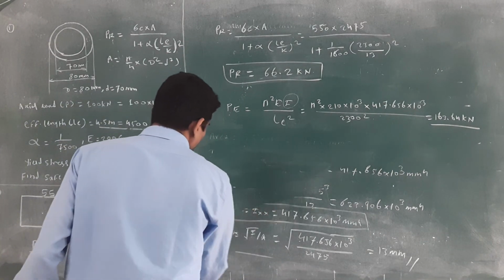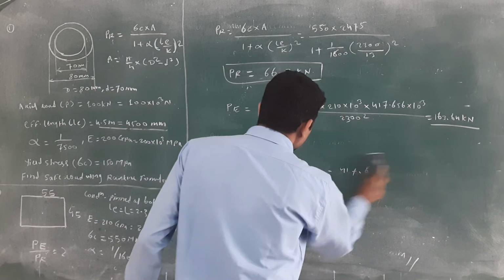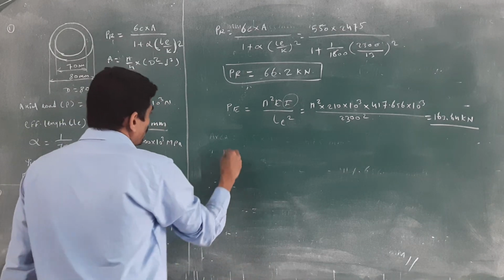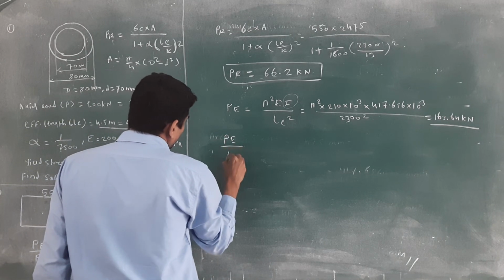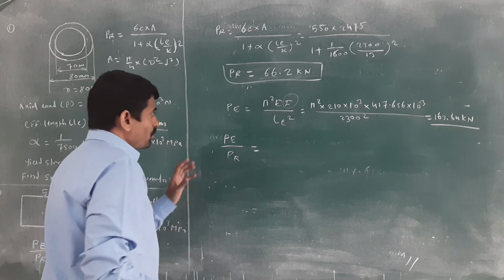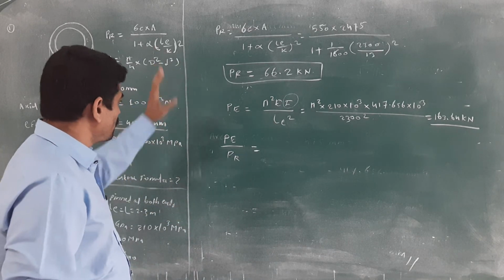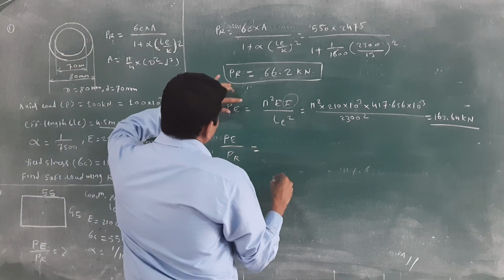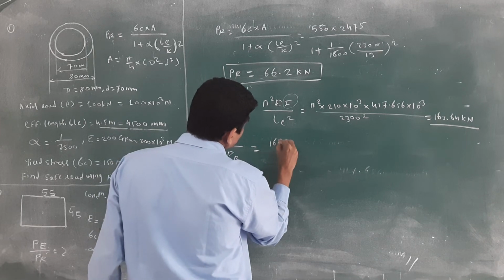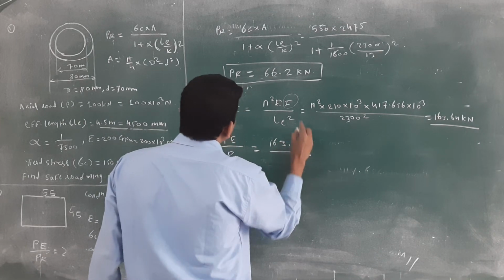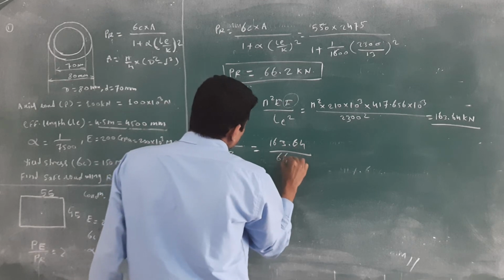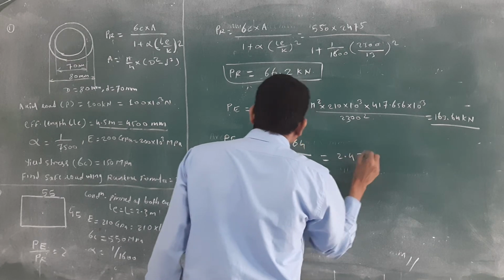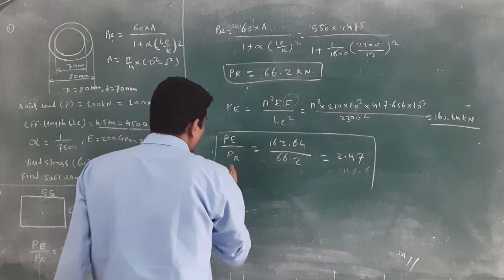Once you have both values, you should take the ratio of these. What we want to calculate is PE by PR. Okay, this type of numerical is asked in the examination. Maximum times this type of numerical will be asked. PE is equal to 163.64 divided by PR is equal to 66.2. Then you will get 2.47. This is your answer.